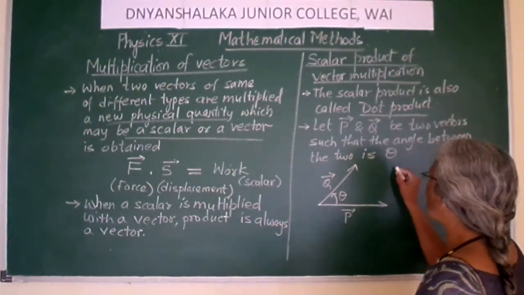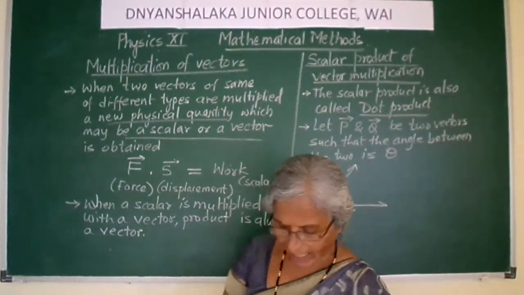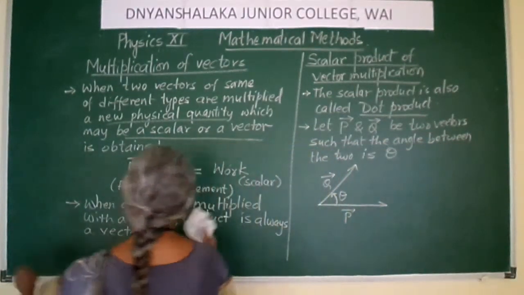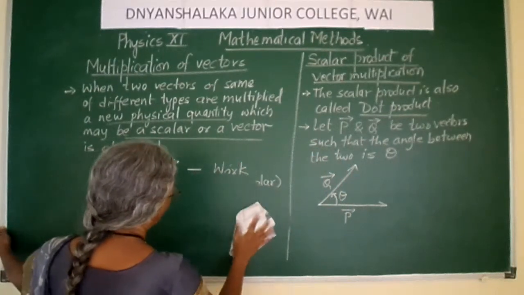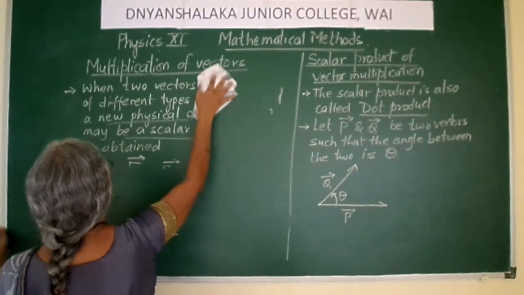If this is the condition, then I can express the scalar product between these two vectors as, how will I express the scalar product? Let me see.